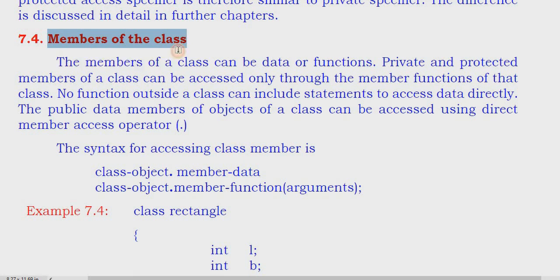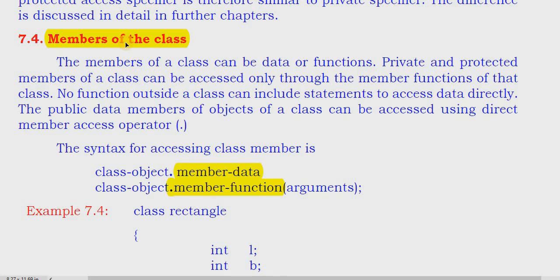Okay, next is members of class. What are the members of a class? Data members and member functions are called members of a class. So in a class there are two types of members: data member and member function. Here you can see data member, or member data, and member function.